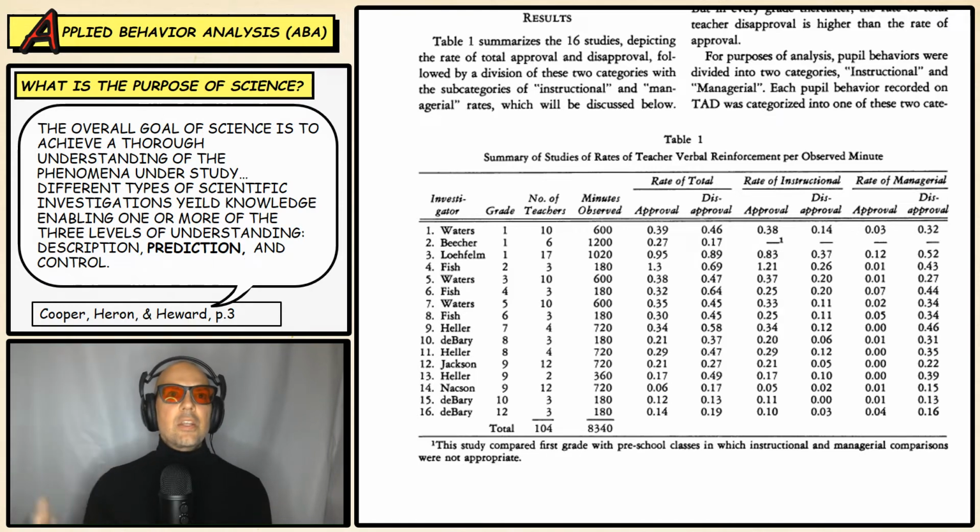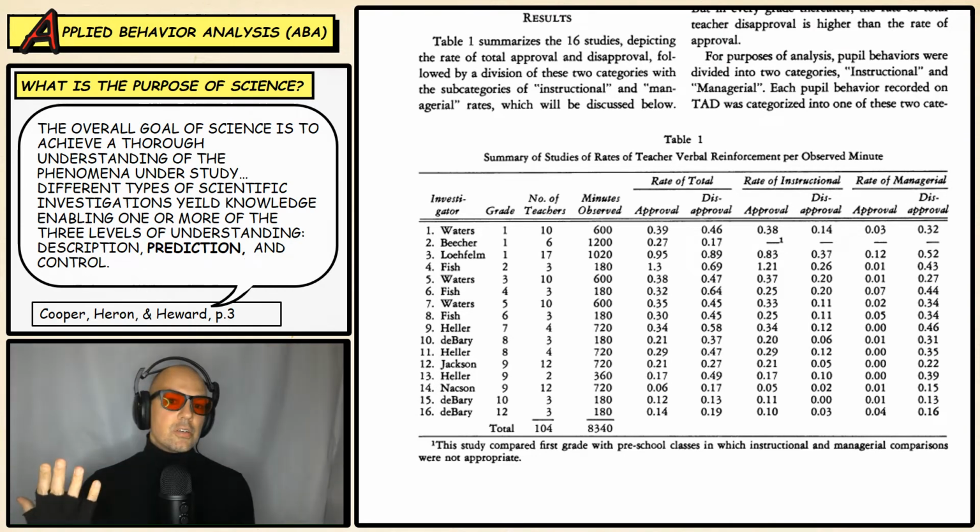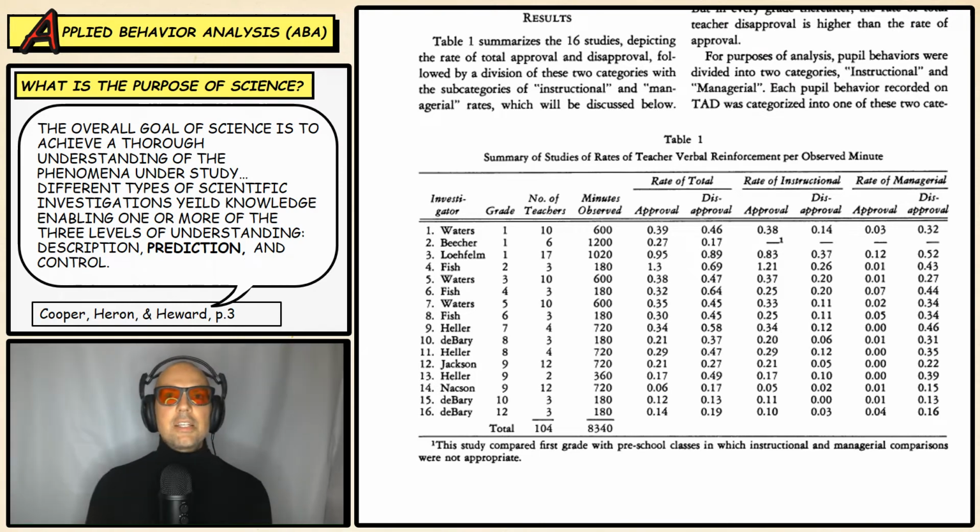So for example, looking at this graph over here, this table over here, if I told you that a student is in the 10th grade, you would be able to predict the rate of instructional approval for that student is going to be about 10%. And likewise, it goes the other way. If I told you that the rate of approval of a student is over 50%, you would be able to predict that student is probably in grade one, again, taking that from the data that we have in the graph. So knowledge of one event allows you to predict the occurrence of another event with a certain degree of probability. That is a prediction level of scientific understanding.